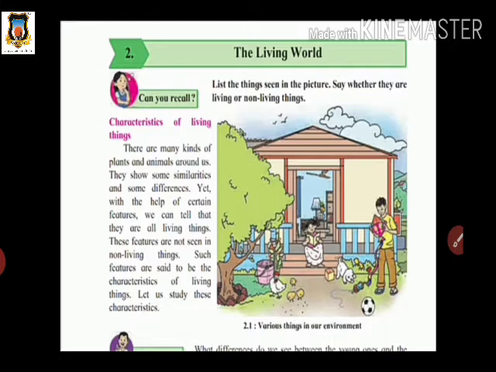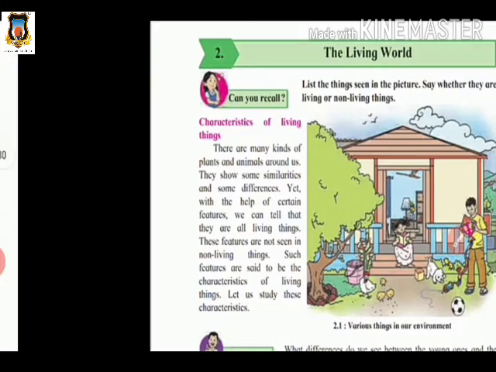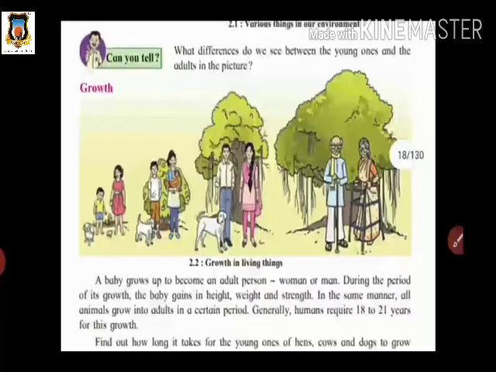So in this topic we study which characteristics all living things have, the characteristics by which we can identify that a thing is a living thing. Here we see the first and most important characteristic, which is seen only in living things: growth.